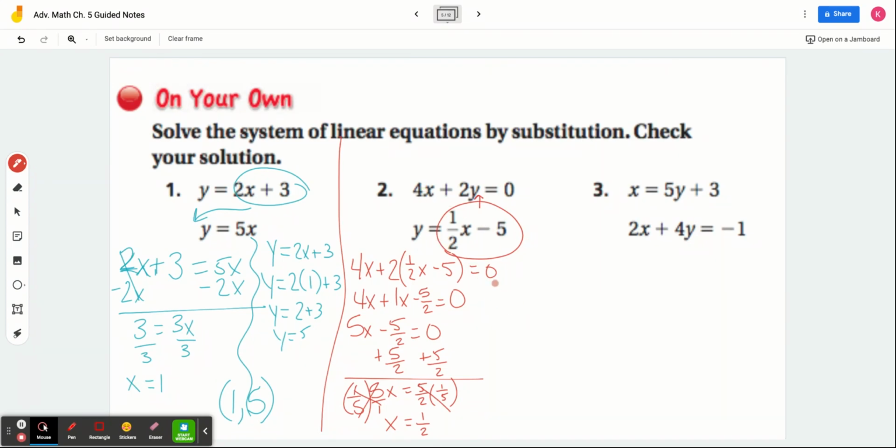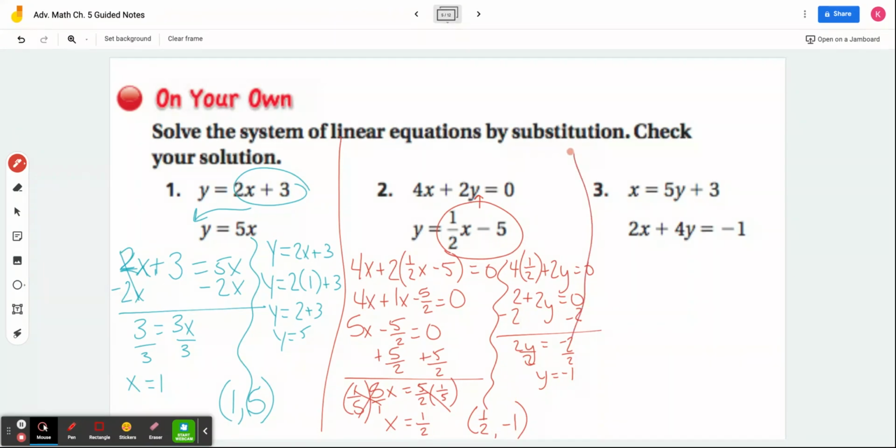So I'm going to go ahead and plug it into the first one. So 4 times 1/2, because x is 1/2, plus 2y equals 0. 4 times 1/2 is 2. We can subtract 2 from both sides to find that 2y equals negative 2. Divide by 2 on both sides to find that y equals negative 1. So again, we can have that ordered pair of 1/2, negative 1 for our point of intersection or our solution to the linear equation system. Now go ahead and try number 3 on your own.